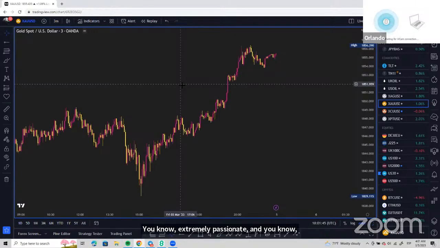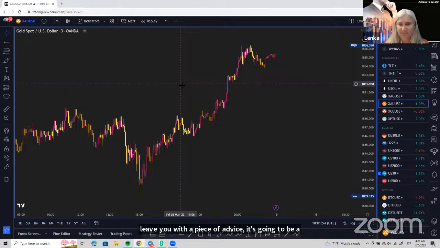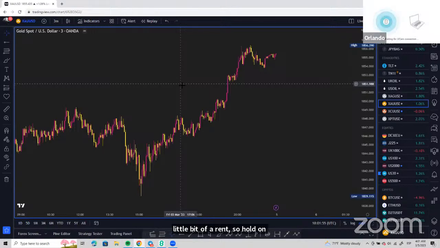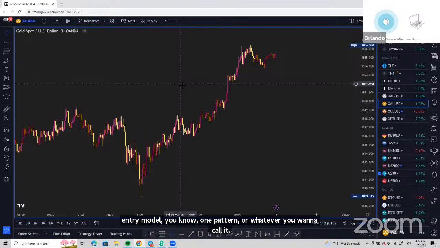If I can leave you with a piece of advice, it's going to be a little bit of a rant, so hold on. You only need one entry model. To make a living out of trading, to be profitable long term, you only need one entry model, one pattern or whatever you want to call it, and three markets that you focus on, right?